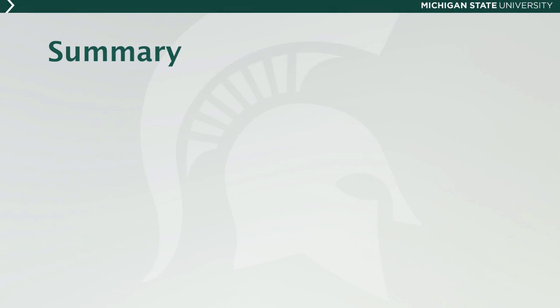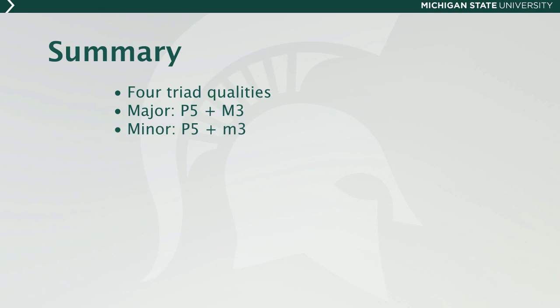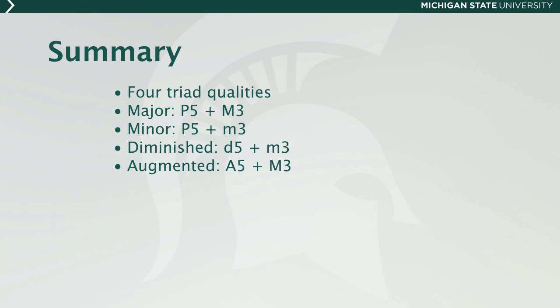That's it for triads. We learned four qualities, three of which are common. Major triads have a perfect fifth between the outer voices, with a major third above the root in the middle. Minor triads have a perfect fifth in the outer voices, plus a minor third above the root. Diminished triads have a diminished fifth plus a minor third. And much less common, because it doesn't occur in a key, an augmented triad has an augmented fifth between the outer voices and a major third.